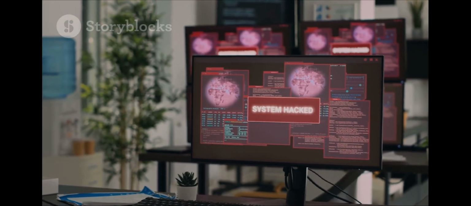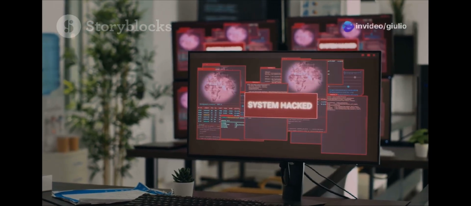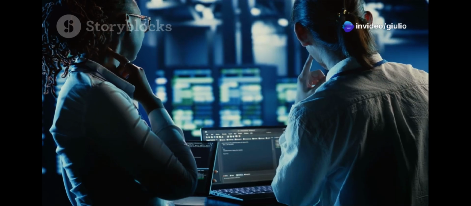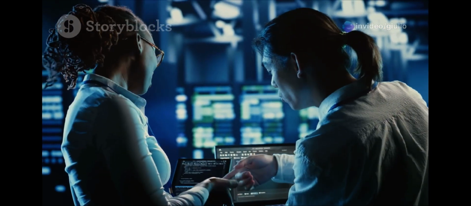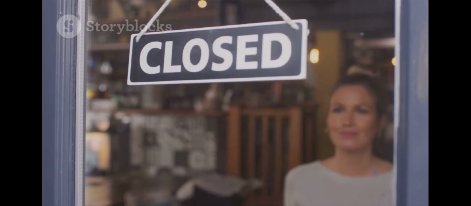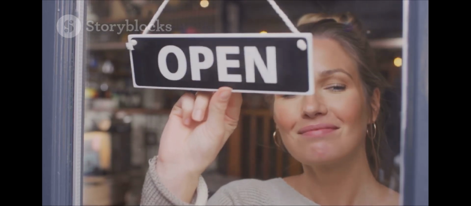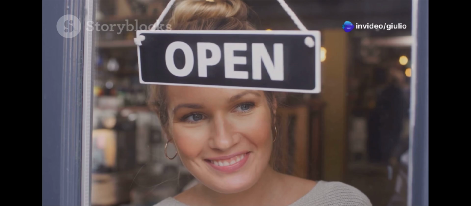Businesses, both large and small, are also prime targets for cyber criminals. A cyber attack can disrupt operations, compromise sensitive data, and erode customer trust. The financial implications can be devastating, potentially leading to bankruptcy, especially for smaller businesses lacking the resources to recover.